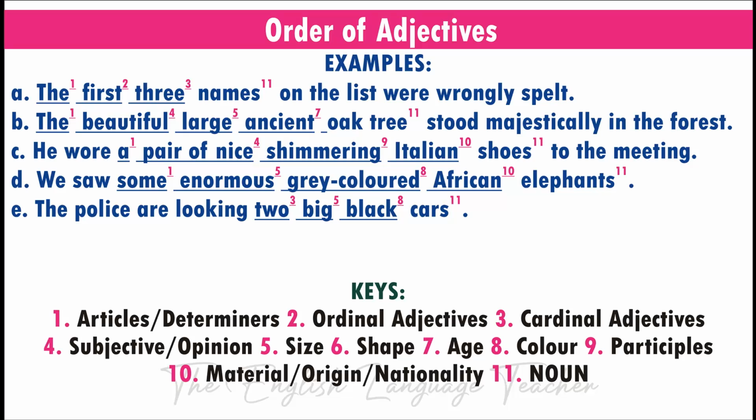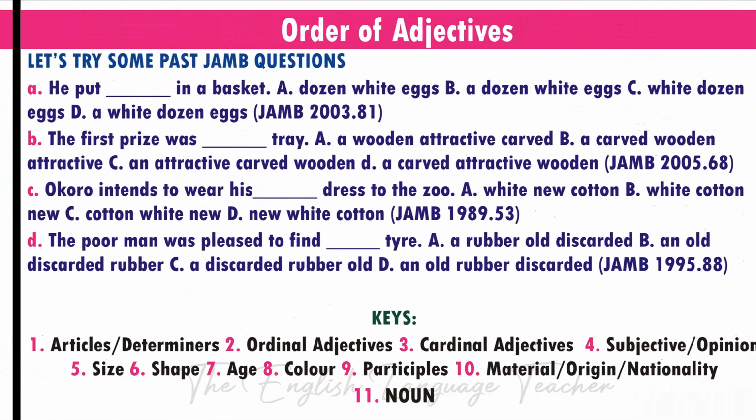3, 5, 8, 11. So take a good look at this arrangement. You may pause the video here and take a look at it. The lower number comes first before the higher number. This is the right arrangement. This is the right order of adjectives.